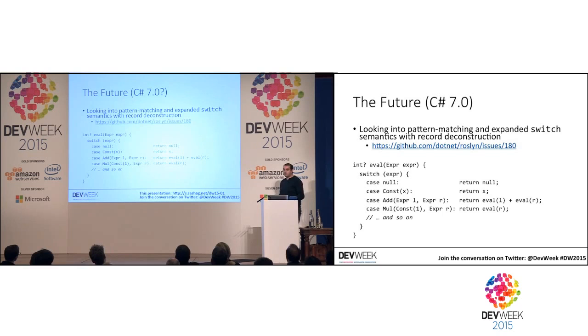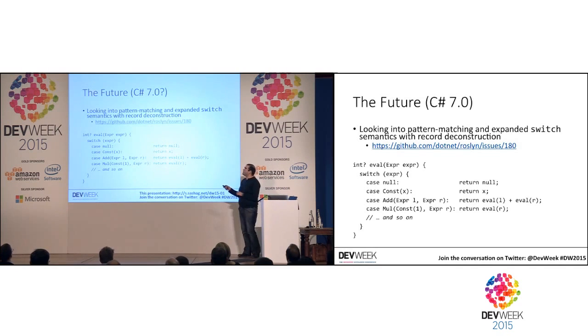Again, in a hypothetical future version of the C# language, you could do really incredible stuff like this. Suppose you have an expression record type, which has some subtypes. You have expressions for addition, expressions for multiplication, constant expressions, null expressions. So you could write a method that evaluates an expression. It takes an expression and then pattern matches on it. Could be a null expression, in which case eval returns null. Could be a const expression initialized with some value x.